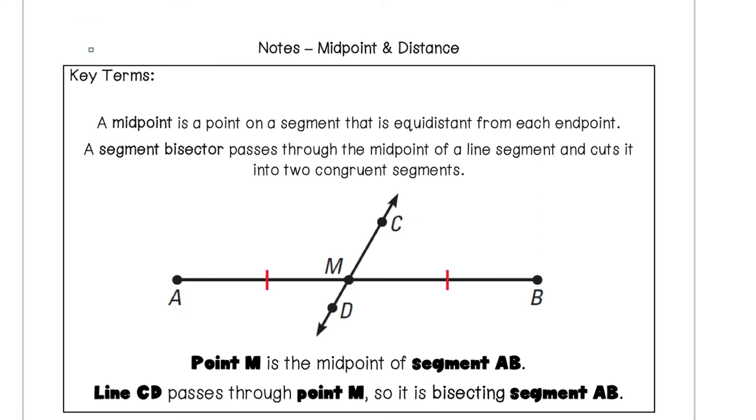In this video, we'll be going over the midpoint and distance formulas. So two key terms that you'll need to understand in order to access these formulas are midpoint and segment bisector. A midpoint is a point on a segment that is equidistant from each endpoint.